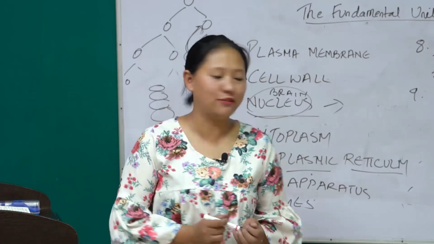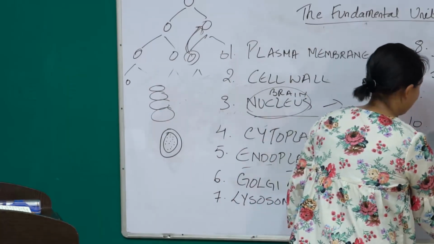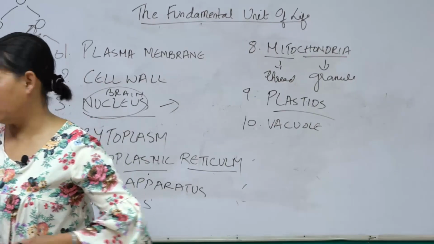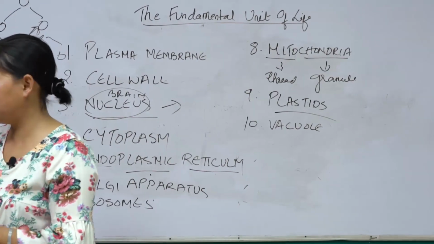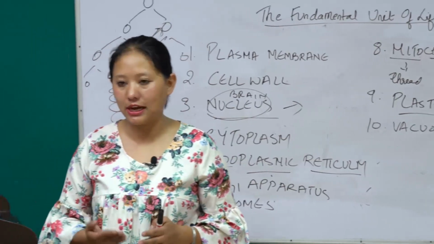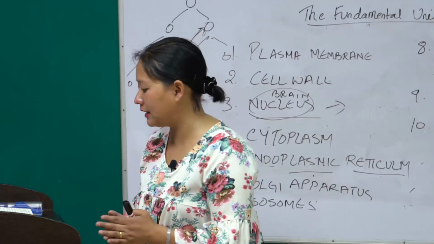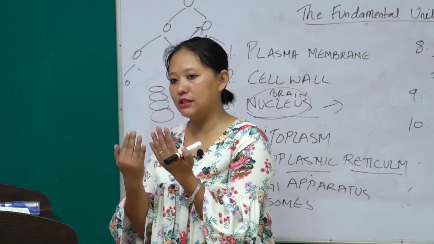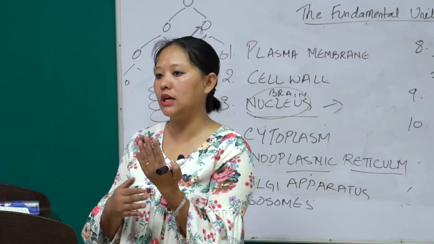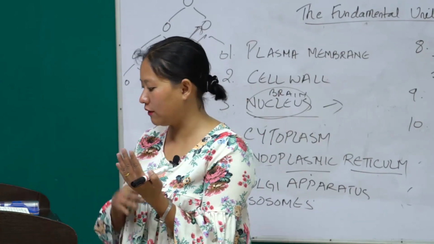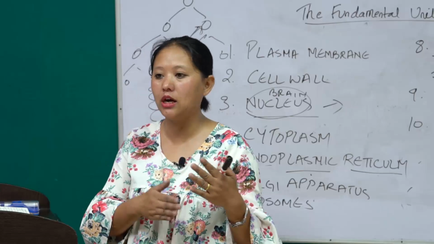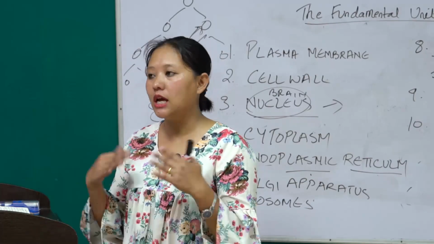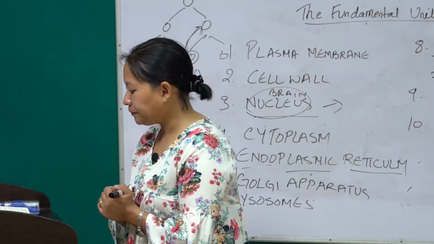And the last one is the vacuole. A vacuole is a fluid-filled membrane-bounded sac. This is like a vessel which is filled with fluid inside it. Vacuoles are small in size in animal cells, whereas in plant cells, they are large in size.